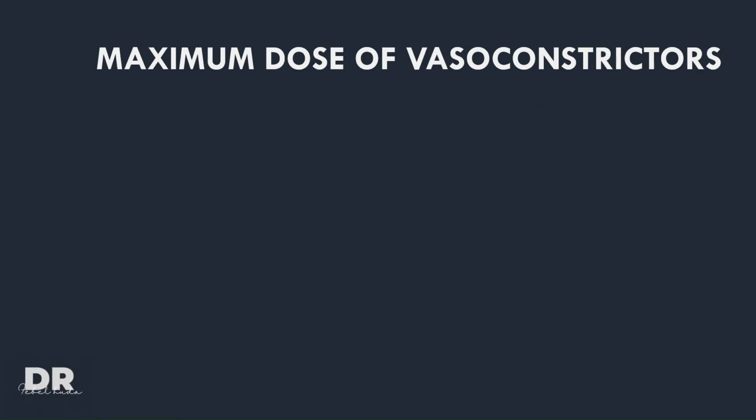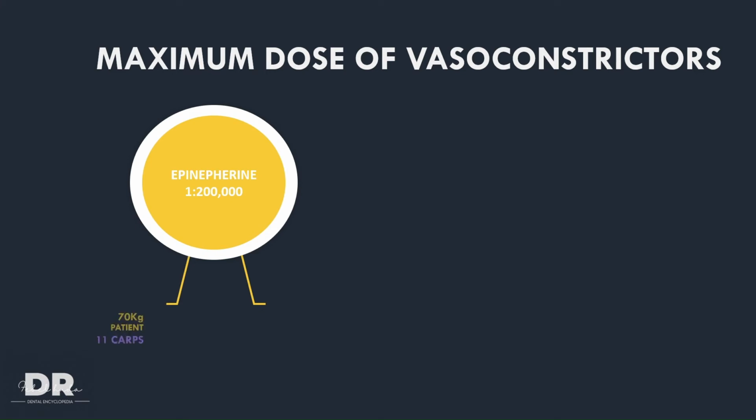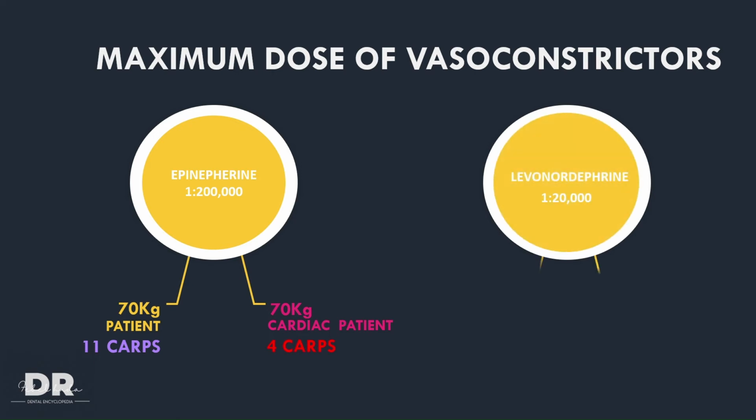Now what happens if epinephrine is 1:200,000? With 1:200,000, on a 70 kg healthy patient, you can administer about 11 cartridges. On a 70 kg cardiac patient, you can administer only 4 cartridges. Now coming to levonordefrin, you have about 1:20,000. You can administer about 11 cartridges on a healthy 70 kg patient and only 2 cartridges on a 70 kg cardiac patient.